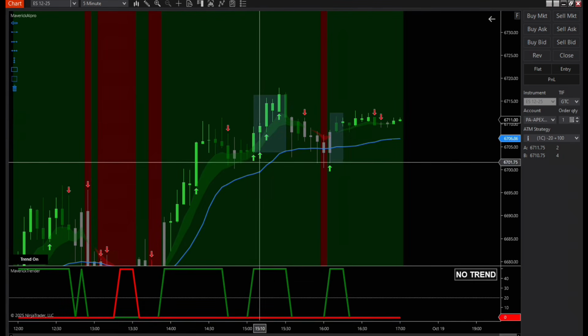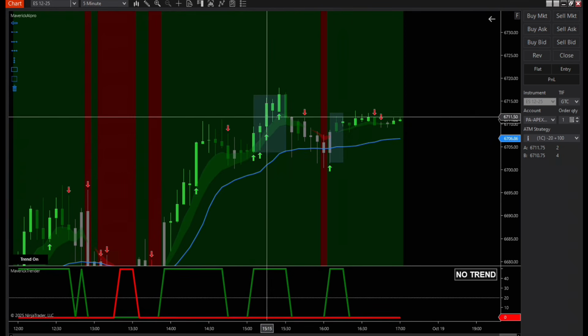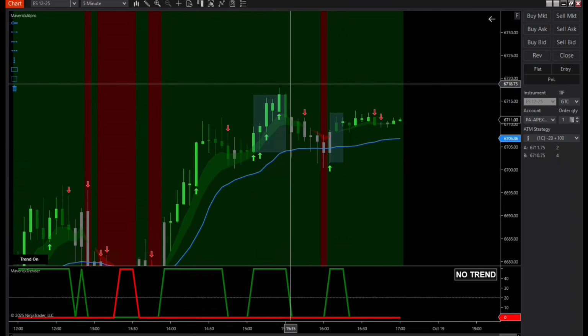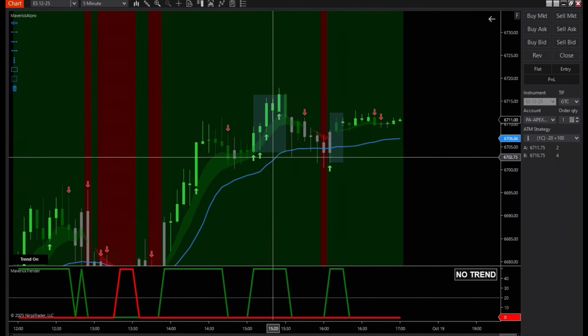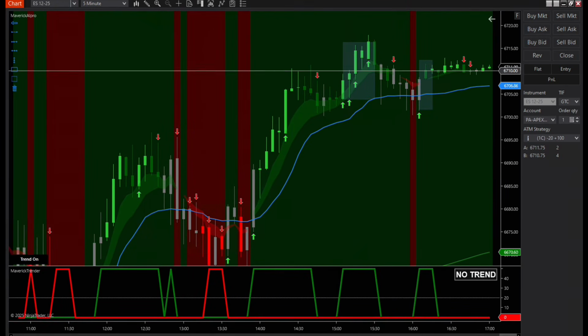Now, also the Maverick AI Pro gave you 1, 2, 3, 4 confidence arrows to the upside. You had bright green candles, which is your strongest upside candle, and you were above the Maverick guide, and you had a green background. So that's beautiful. Let's keep going backwards. Easy peasy.